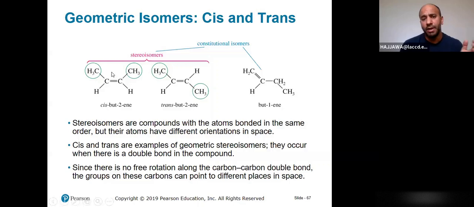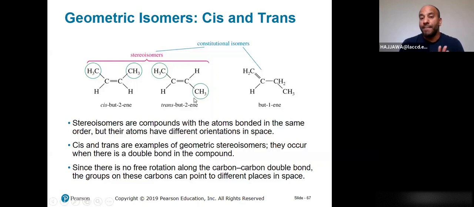Here's another example where I have CH3 C double bond C CH3. Same connectivity here. But what is different between these two? The arrangement in space. These two groups across the double bond are on the same face, that's why they are cis. These two groups across the double bond are on opposite faces, that's why they are trans.